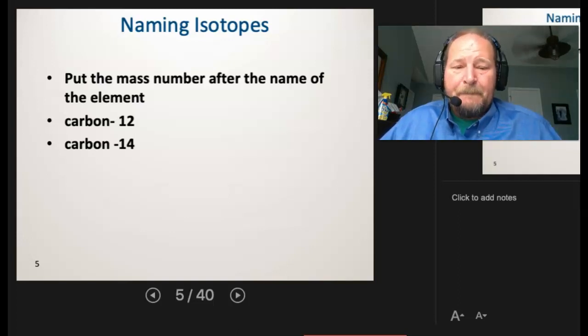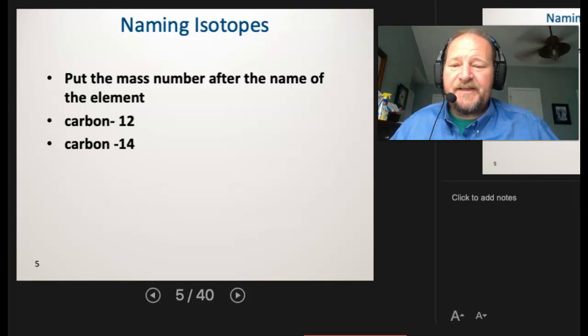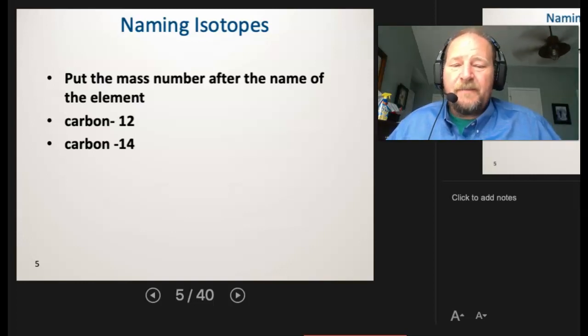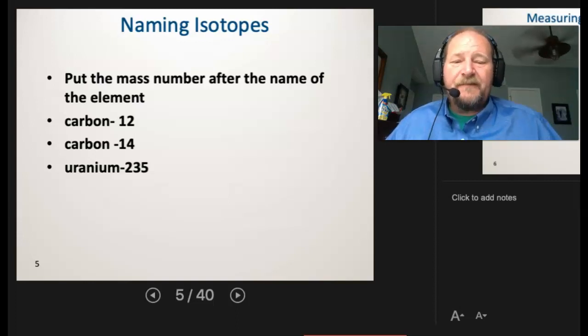However, if I take the number of protons plus the number of neutrons, that's going to equal the mass number. So we can see in carbon 12 then, we're going to have 6 neutrons, whereas in carbon 14, we're going to have 8 neutrons. Same thing for uranium. So uranium-235 is going to be one specific isotope of uranium. Now there are several different types of uranium.